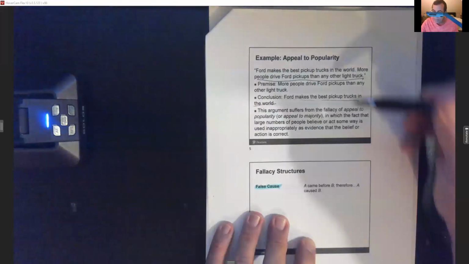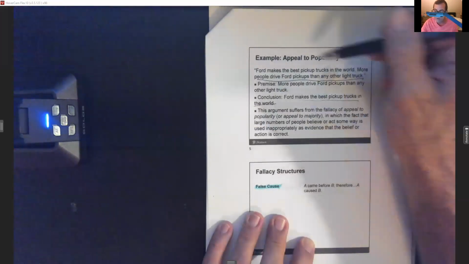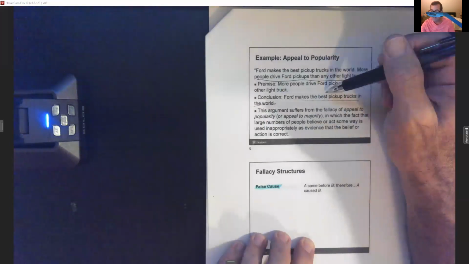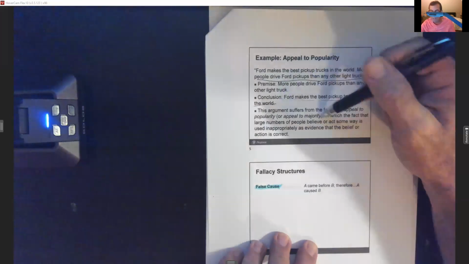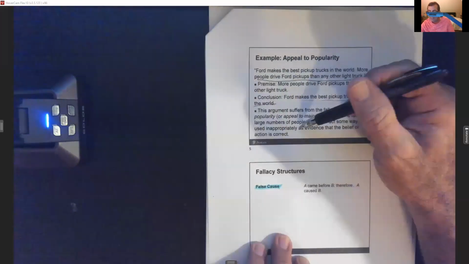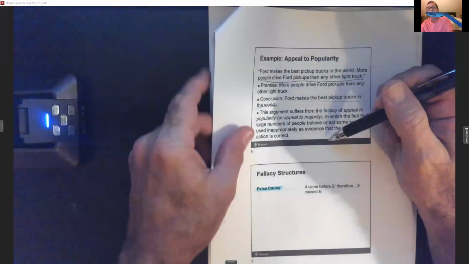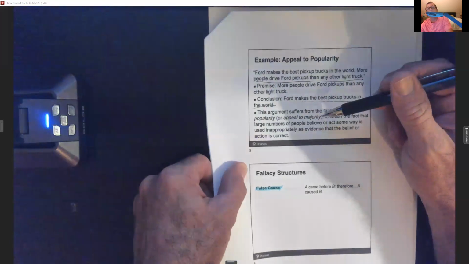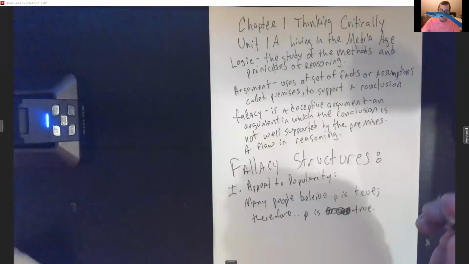It suffers from appeal to popularity or appeal to the majority. Since more people drive Fords, they're saying Ford makes the best. Not necessarily, okay? Although large numbers believe or act some way, it is used inappropriately as evidence that the belief or action is correct. So although more people like it, it doesn't mean that it is the best pickup truck, especially in the whole world. All right, so let me turn this over so we can get our second fallacy.